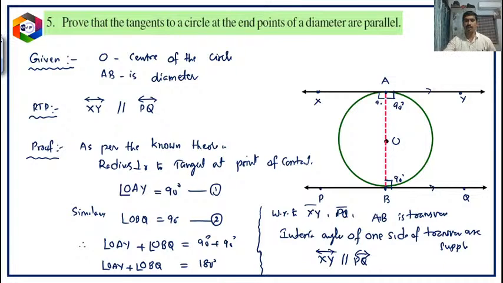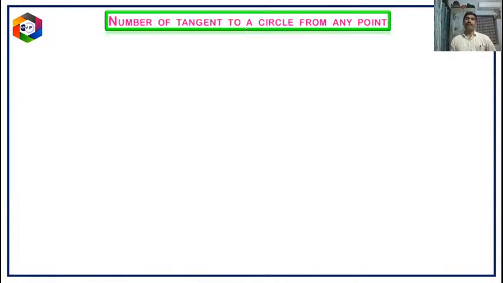Now we will move to another concept, that is, the number of tangents to a circle from any point. And this point we also discussed yesterday, and again it is given. So once again please try to learn the concept. Okay, yes children.